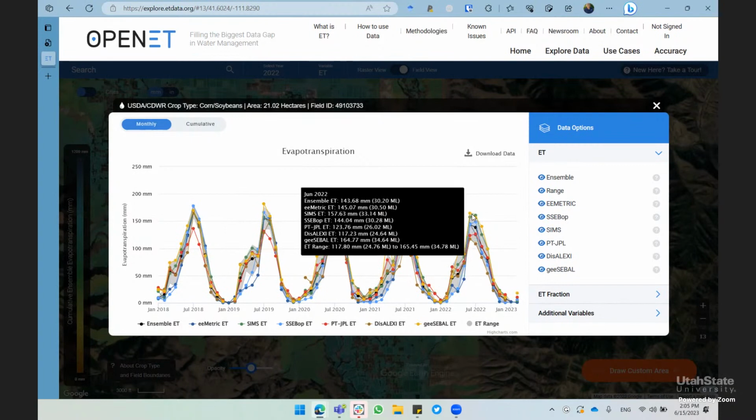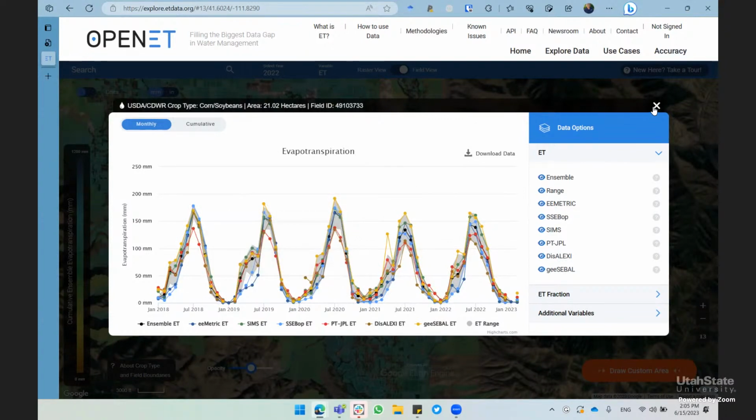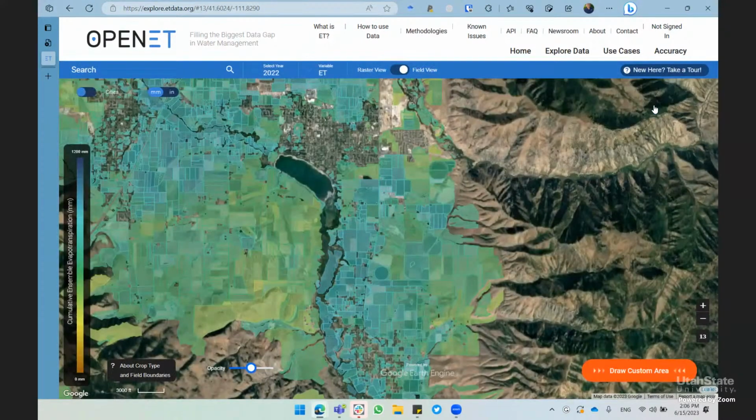Can you repeat how you create this timeline? Close these windows. Close. Okay. Are you in this view? Yes. Yeah.